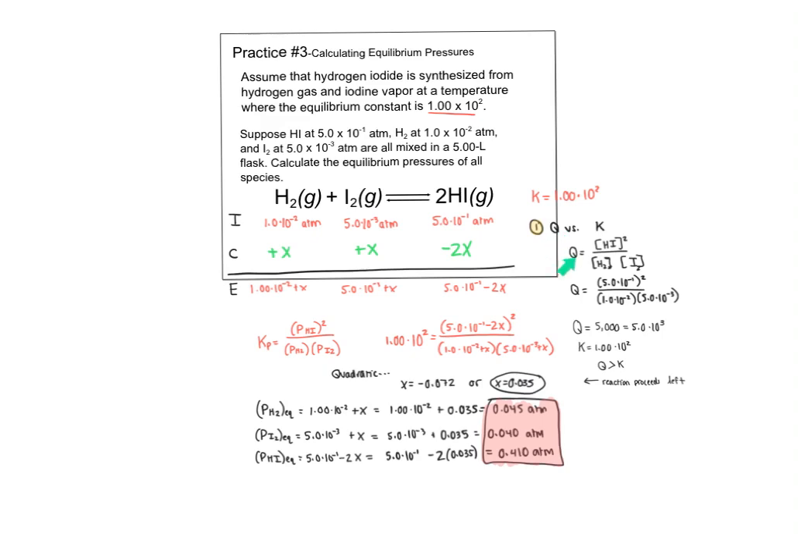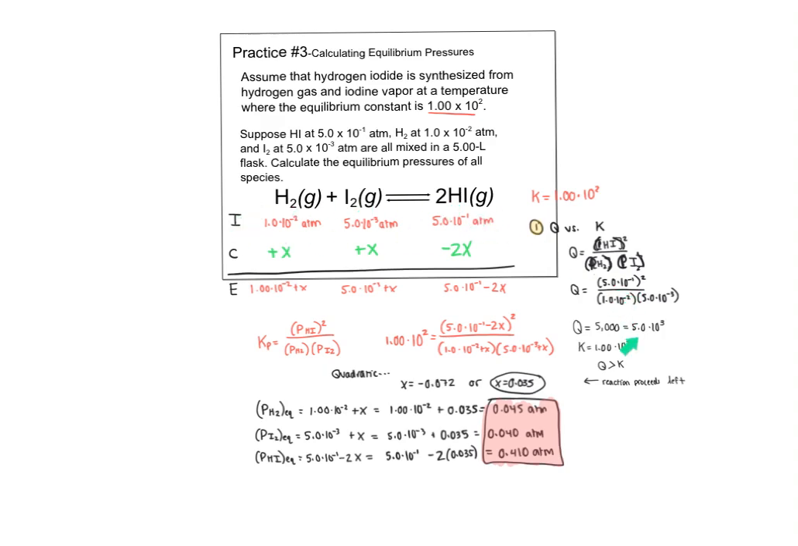So I'm going to use my Q expression, which is exactly the same as K. And really, this should say, I'm sorry, because these are atm, this should be parentheses and say pressure, and pressure. So I'm going to plug in the starting values into my Q expression. It's Q because we're not at equilibrium yet.